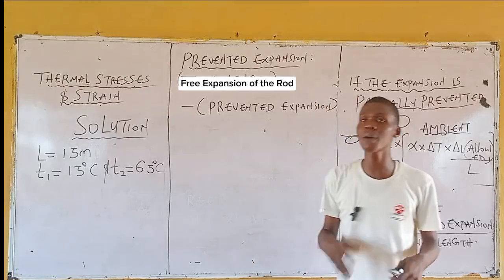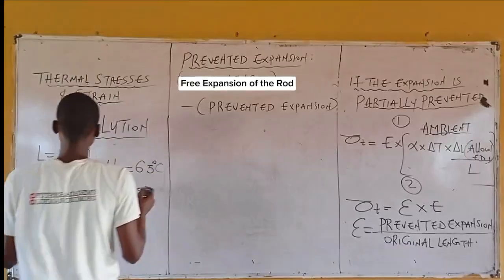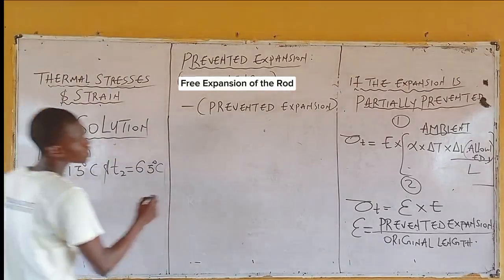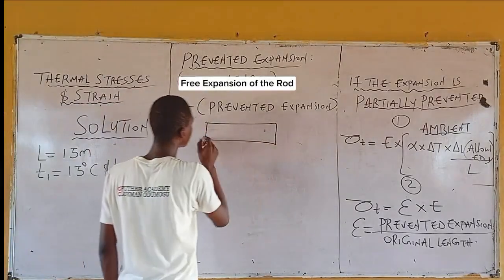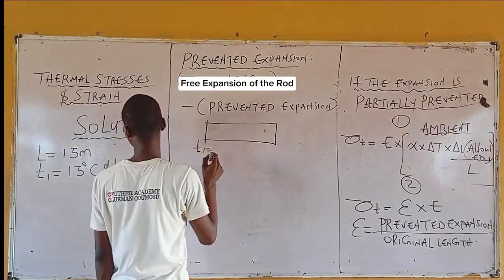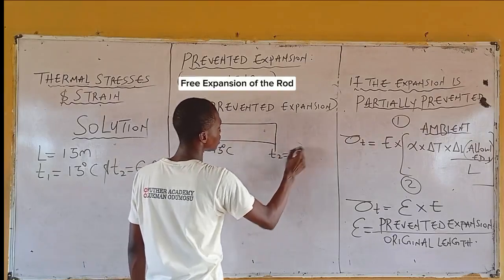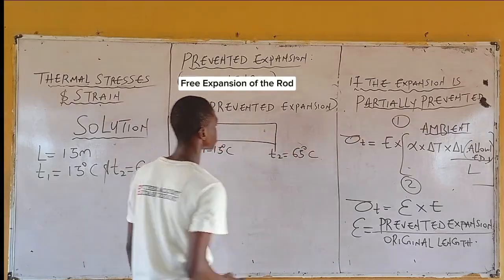If you want to draw a diagram, it's something you can just do. But okay, let's say you want to draw the diagram. This should be your expected diagram. Say initially you have T1. What's T1? 15 degrees Celsius. What's T2? 65 degrees Celsius.